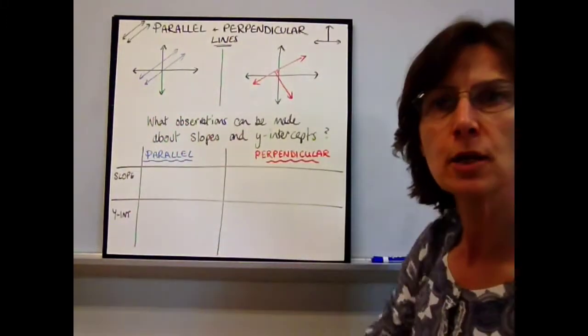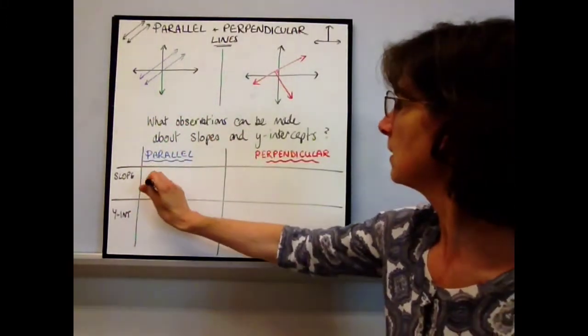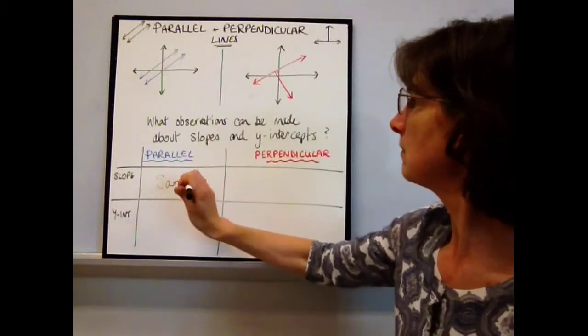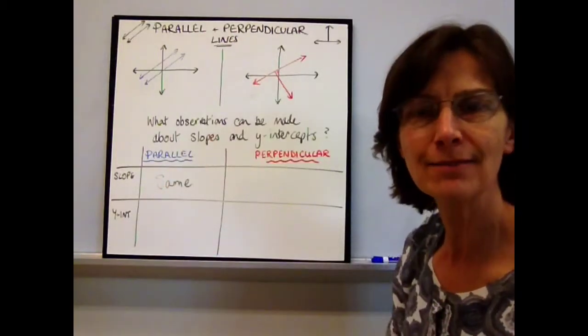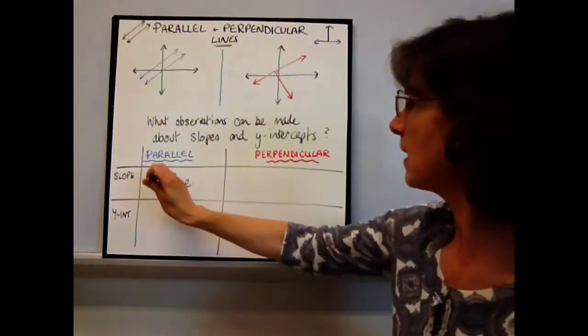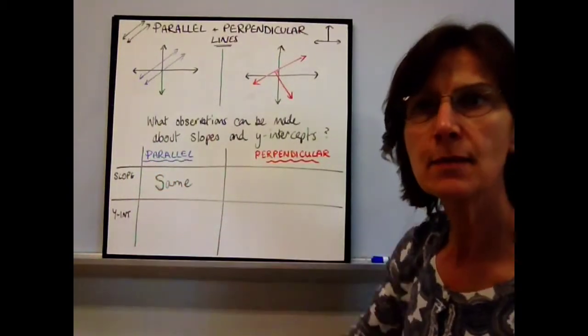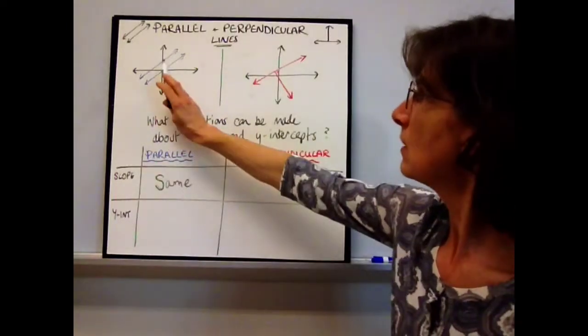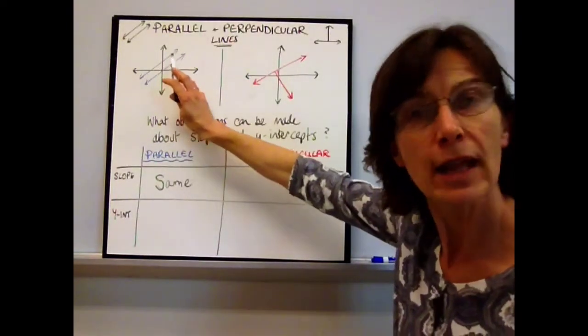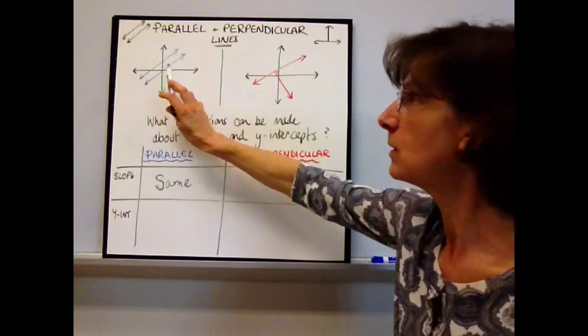What do we notice about the slope? The slope is the same. It'd have to be the same, otherwise they would not be parallel. And what do we notice about the y-intercept of parallel lines? They're not the same, are they? They're different. Do they have to be different, or could they be the same?